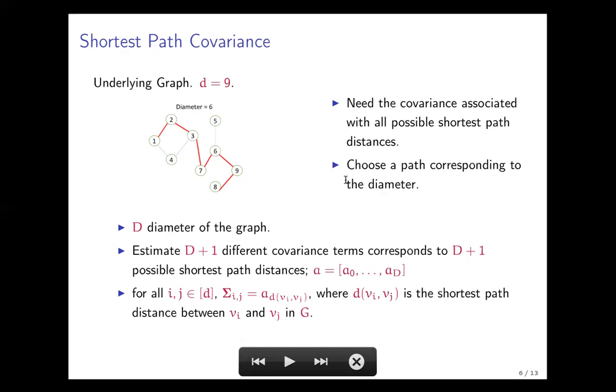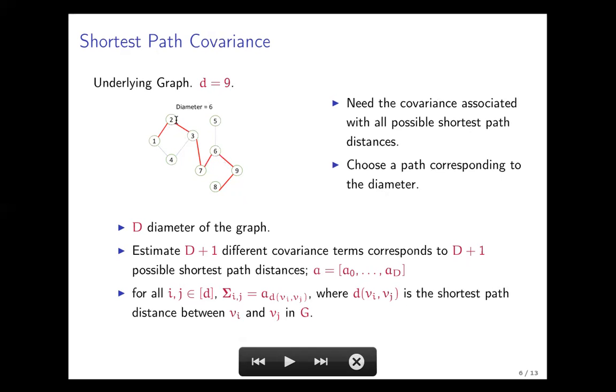Interestingly, we can choose a path corresponding to the diameter of the graph, which in this problem is 6. So we can choose the path shown by these red lines, and this is the path corresponding to the diameter of the graph.